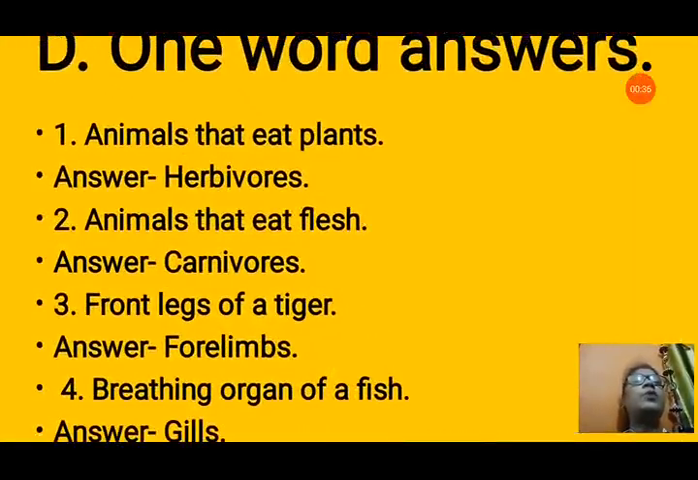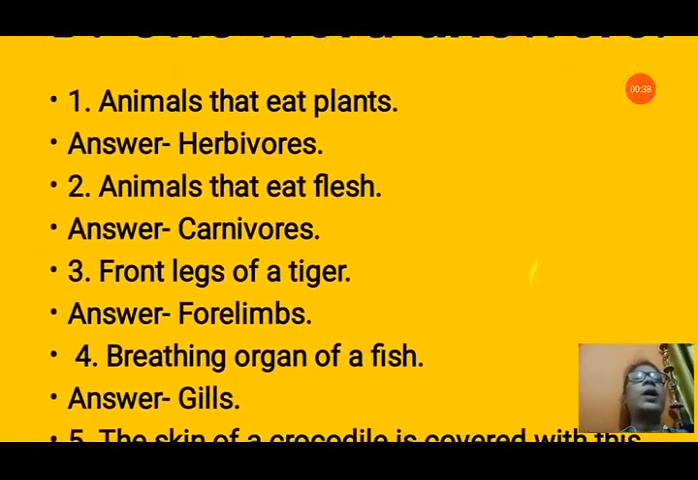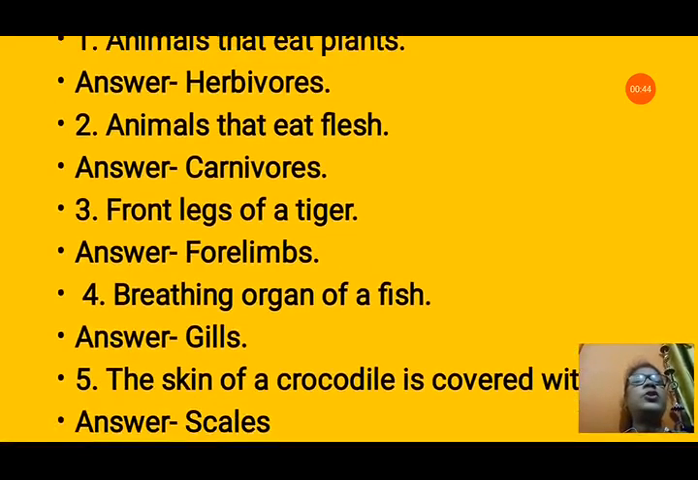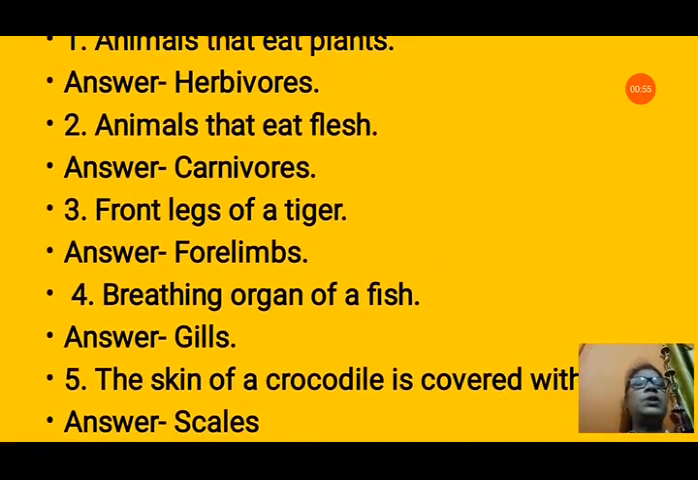Now question D, one word answers. Question number 1, animals that eat plants. Answer is herbivores. Herbivores eat plant products. Question number 2, animals that eat flesh. Answer is carnivores. Flesh eating animals are known as carnivores. Question number 3, front legs of a tiger are called forelimbs. Question number 4, breathing organ of a fish is gills. They breathe with the help of gills in the water.